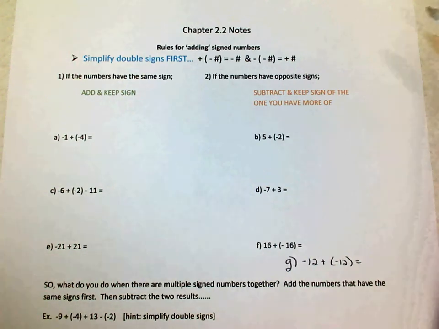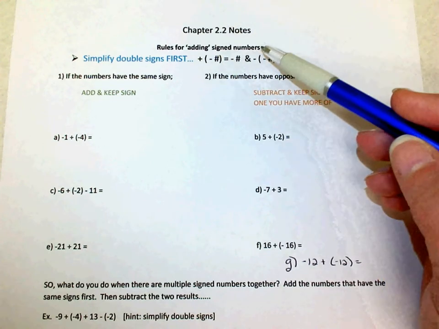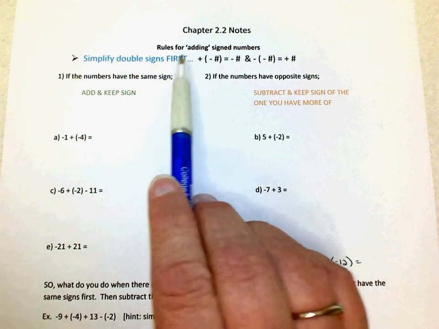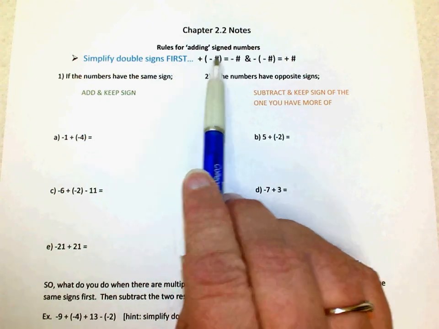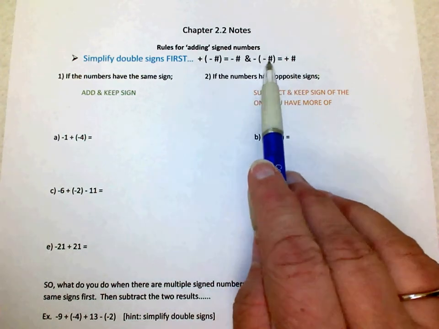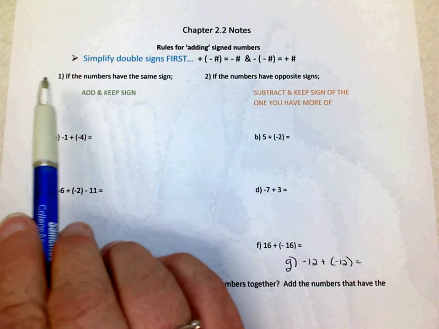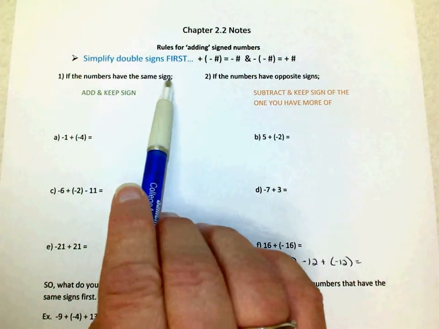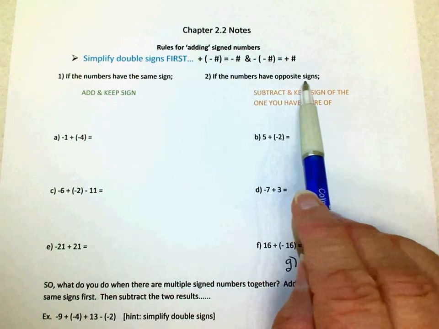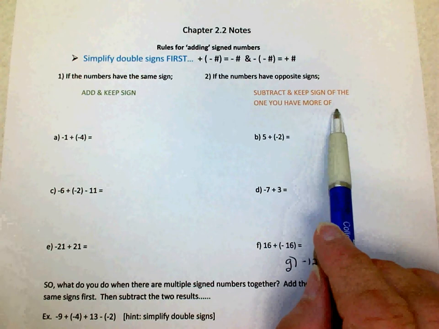Chapter 2.2. Here are some rules or steps for adding signed numbers. Simplify double signs first. Plus and minus is still the same thing as minus that number. Minus and minus is the same thing as plus that number. So, if the numbers have the same sign, add and keep your sign. If the numbers have opposite signs, subtract and keep the sign of the one you have more of.